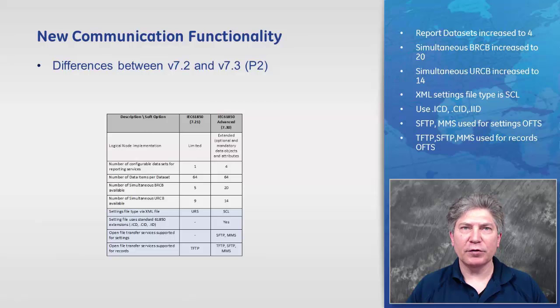Setting file types were introduced via XML, changed from URS in version 7.2 to SCL in version 7.3. In version 7.3, the settings files used were standard 61850 extensions: .icd, .cid, and .iid. The open file transfer services supported for settings in version 7.2, there wasn't any. In version 7.3, we're using SFTP and MMS. And the open file transfer services supported for records in version 7.2 was TFTP, and in version 7.3, TFTP, SFTP, and MMS.